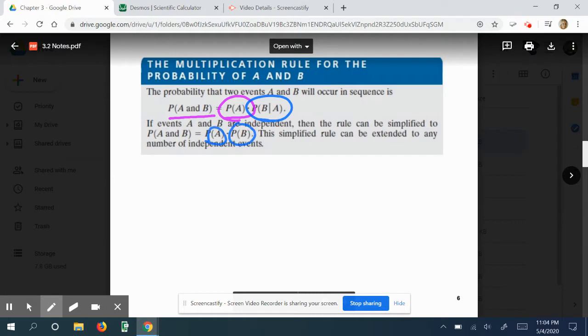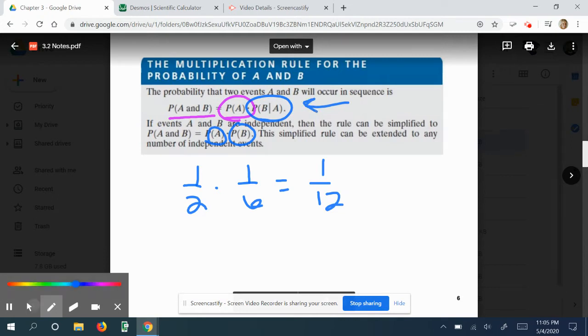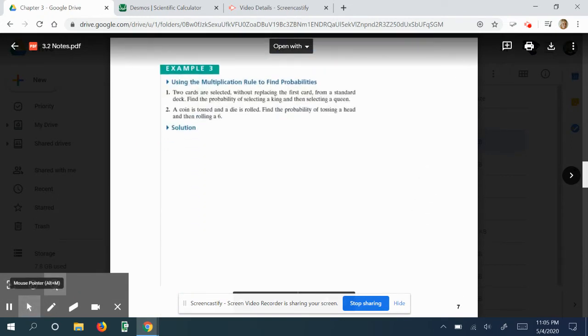So that would be the whole flipping a coin, 1 over 2, and rolling a number cube, 1 over 6, right? The probability of getting a heads and a 3 is 1 out of 12. Tails and a 3 is 1 out of 12, right? But where it changes is if we're looking at some dependent events, right? Okay, so let's look at an example.